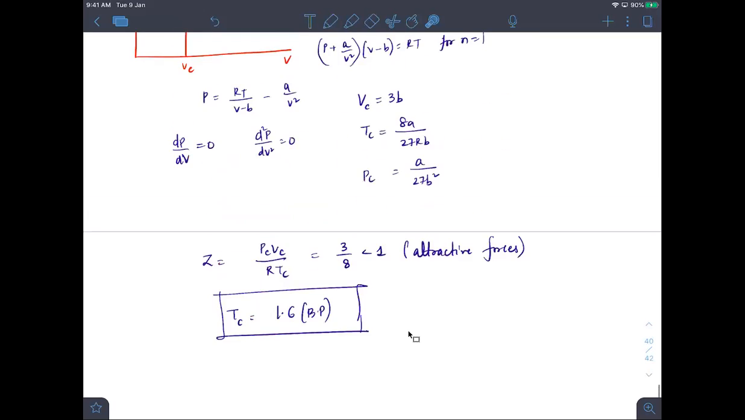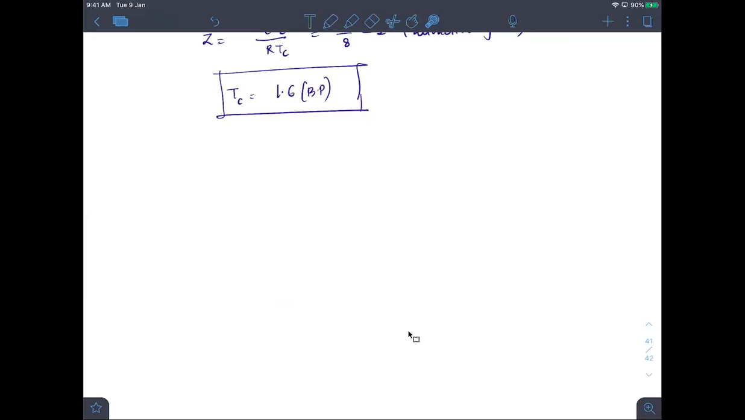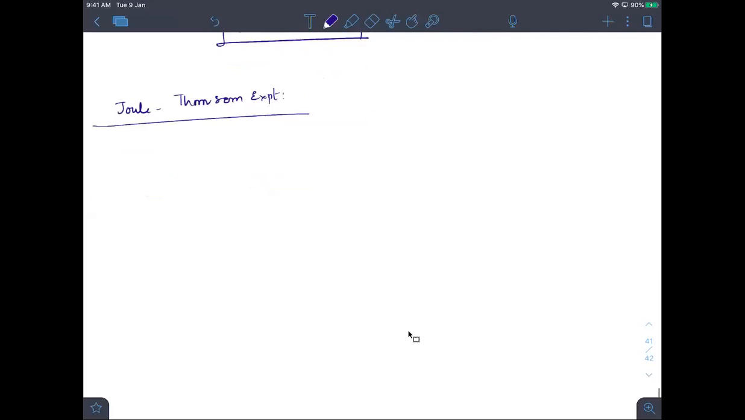Last thing you need to know from this chapter is, just like we came across two important temperatures earlier, Boyle's temperature and critical temperature, the last one we'll see is the inversion temperature. For inversion temperature, we need to understand one experiment called the Joule-Thomson experiment. What does this tell us?